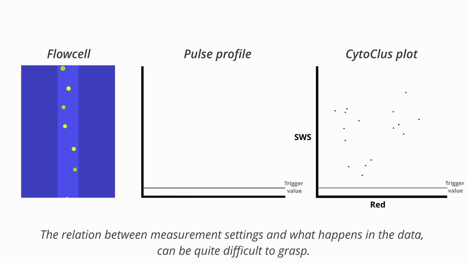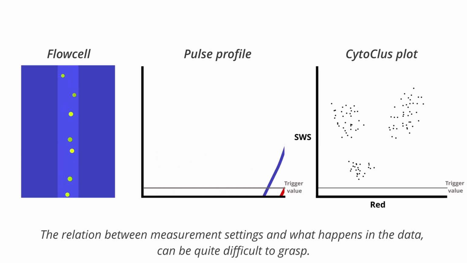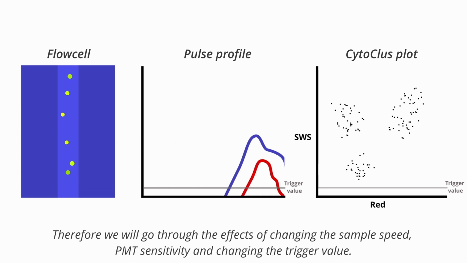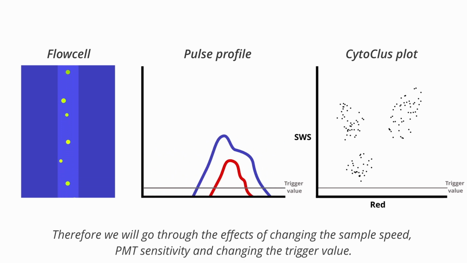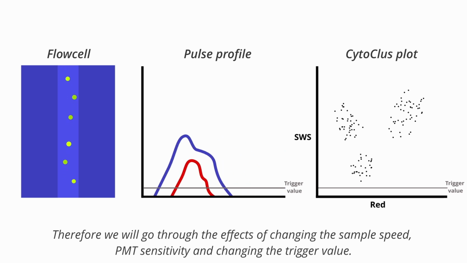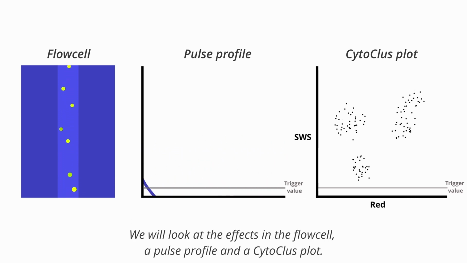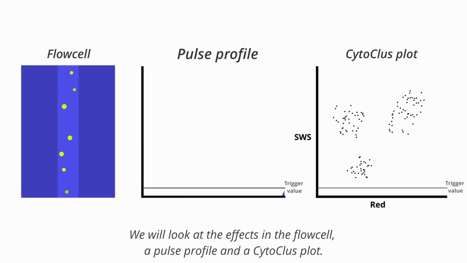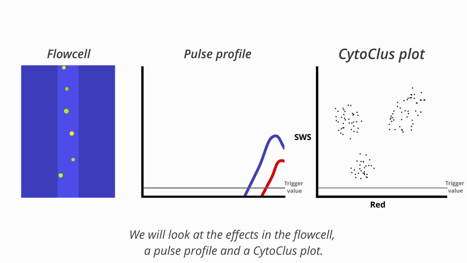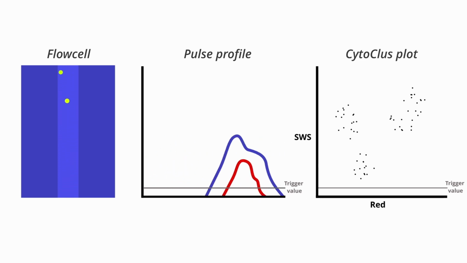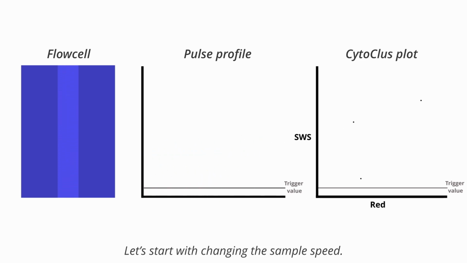The relation between measurement settings and what happens in the data can be quite difficult to grasp. Therefore, we will go through the effects of changing the sample speed, the PMT sensitivity, and changing the trigger value. We will look at the effects in the flow cell, pulse profile, and cytoclust plot. Let's start with changing the sample speed.